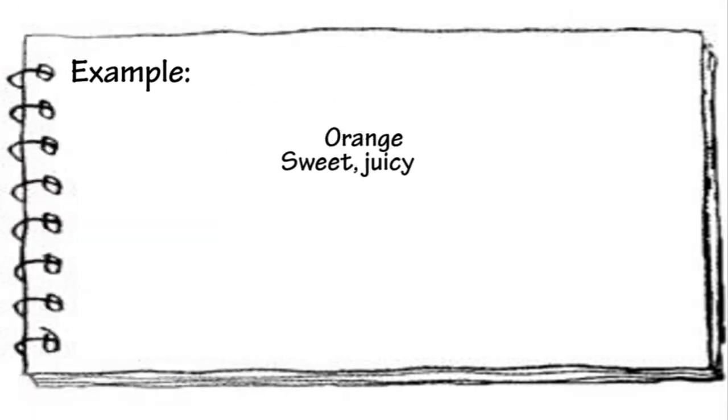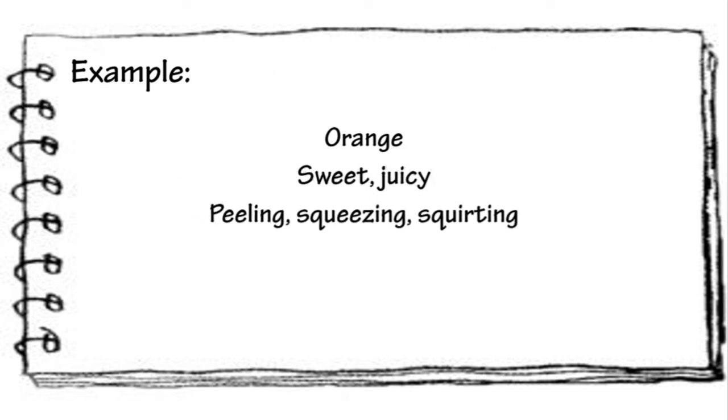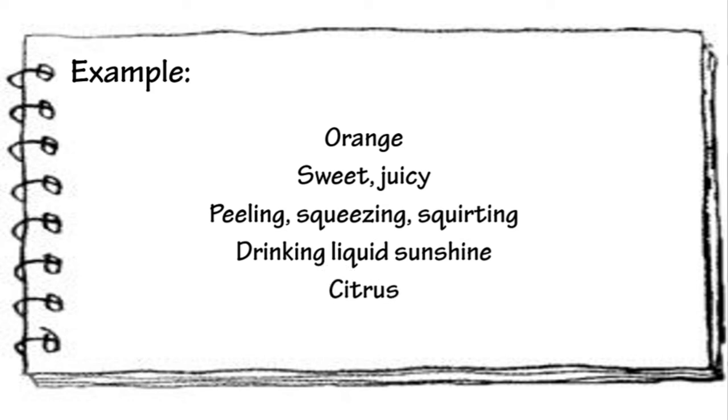Orange, sweet, juicy, peeling, squeezing, squirting, drinking liquid sunshine, citrus. So as you can see, we use the word orange for the noun, sweet and juicy for its adjectives, peeling, squeezing, and squirting for the verbs, drinking liquid sunshine for the phrase, and citrus for its synonym.